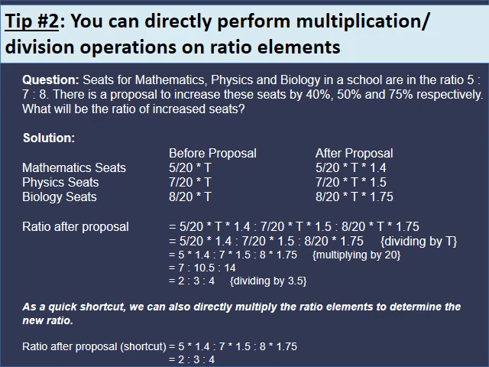The solution can be expressed in the following way. The number of mathematics seats before proposal are 5 upon 20 into T, and after proposal are 5 upon 20 into T into 1.4. The number of physics seats before proposal are 7 upon 20 into T, and after proposal are 7 upon 20 into T into 1.5.